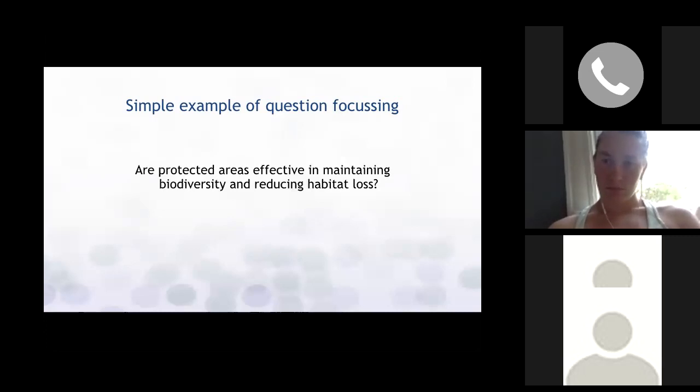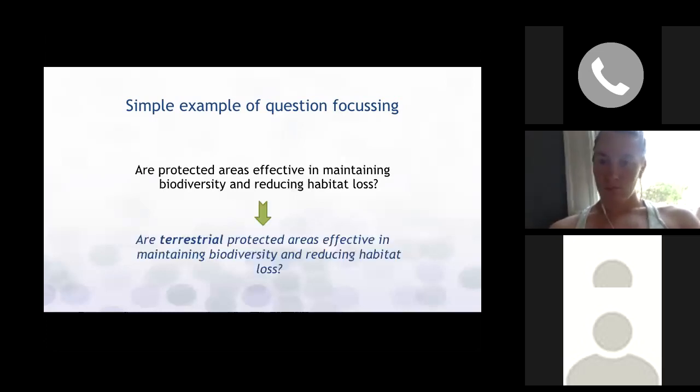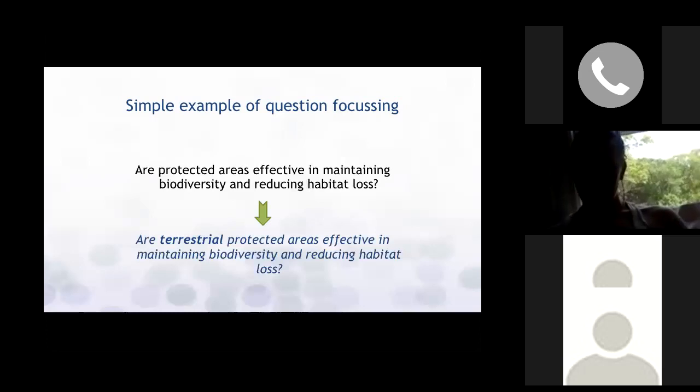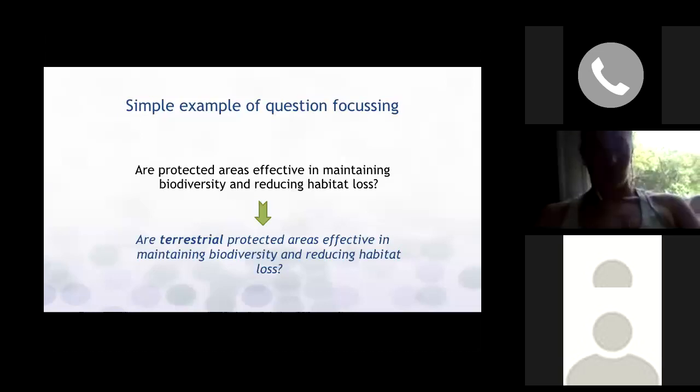And how do you narrow your review down in a way that allows you to really focus in on what you're trying to answer? So in this case, this was actually a review that Andrew Pullen, who is the director of CE, did some years back, where they narrowed it down to, okay, we're looking specifically at terrestrial protected areas, but interested in these broad biodiversity and habitat loss outcomes.